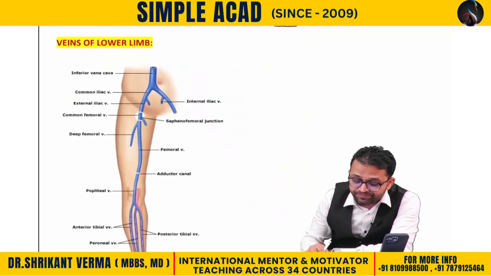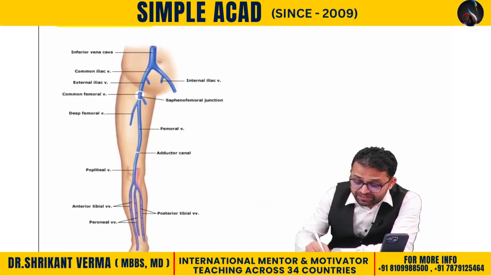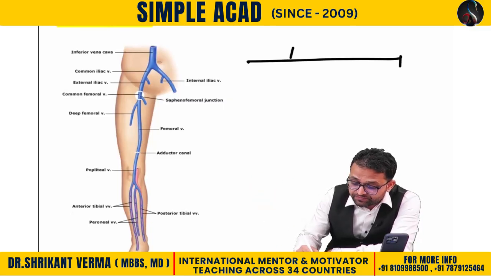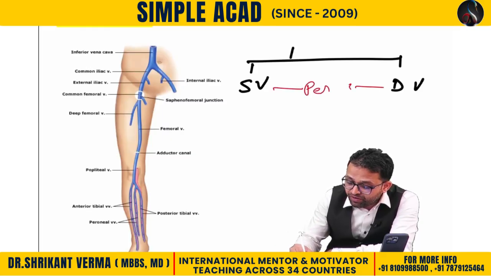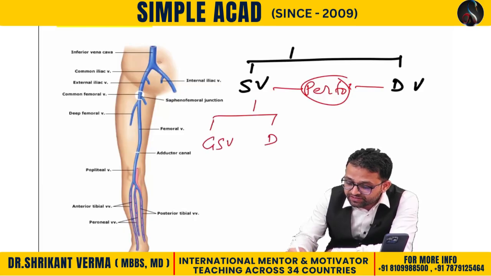Okay, veins of the lower limb. So remember, deep veins are the same, but there are the superficial veins. Lower limb veins: superficial vein, deep vein. The connecting veins in between them are known as the perforators, which you will see in surgery. Superficial veins: great saphenous vein, and yes, short saphenous vein.